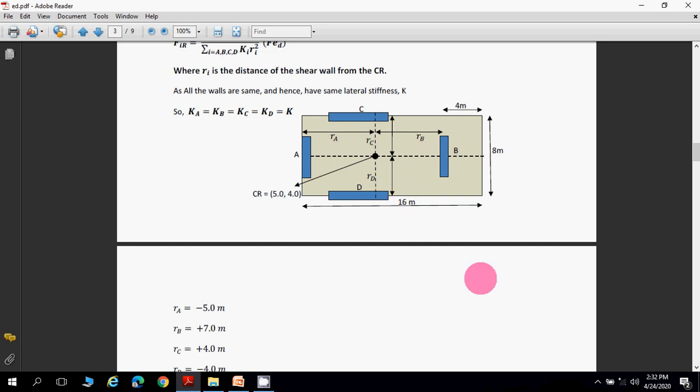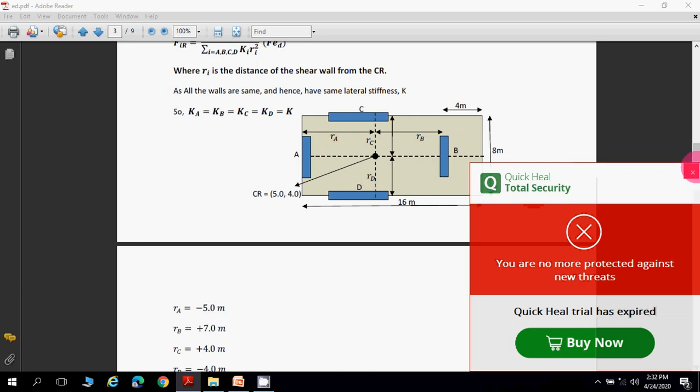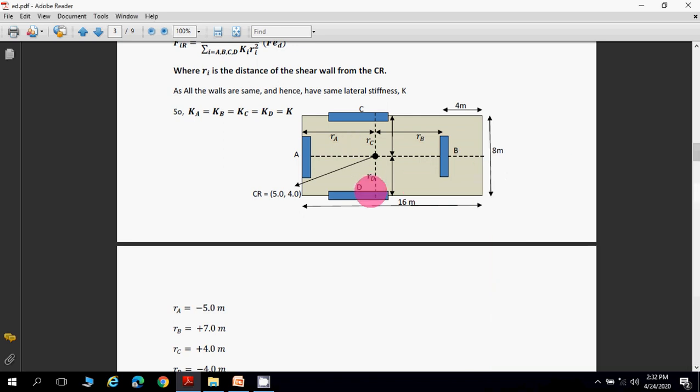So we have to find the coordinates, or distances, of r_A, r_B, r_C and r_D. Considering one positive side and one negative side, I am taking this side as positive and this side as negative. Similarly, upward from the center of rigidity point is positive, and downward from this point is negative.